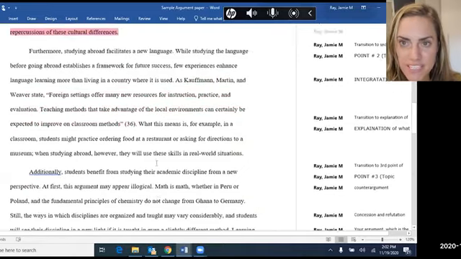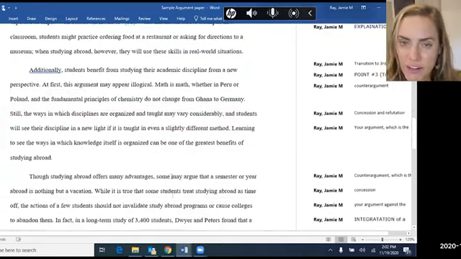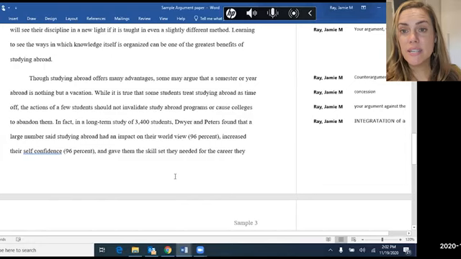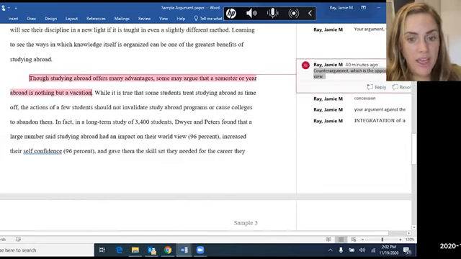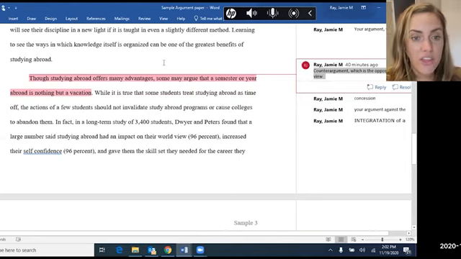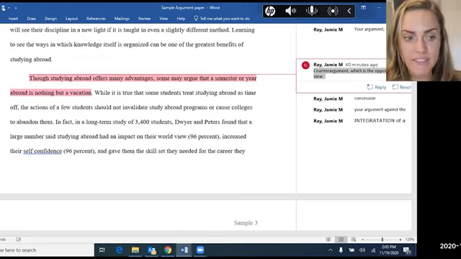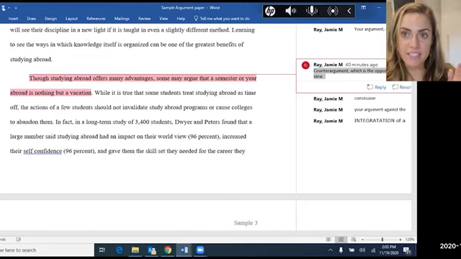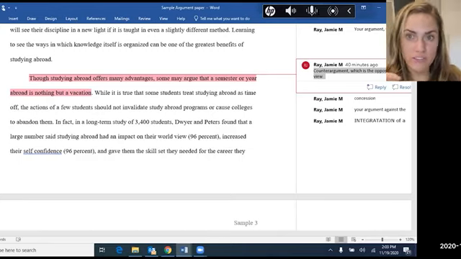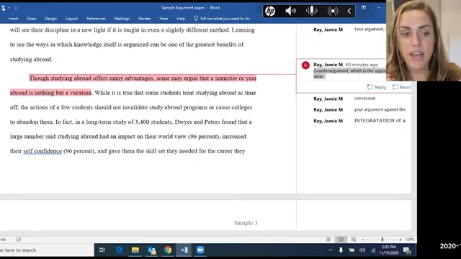The next paragraph does something similar. I'm skipping to the paragraph where we see the counter argument here, okay? Here you see the word "though." "Though studying abroad offers many advantages," that is a transition to the counter argument. The words though, although, even though, despite, these words help the reader recognize that we're introducing an opposing idea, right?